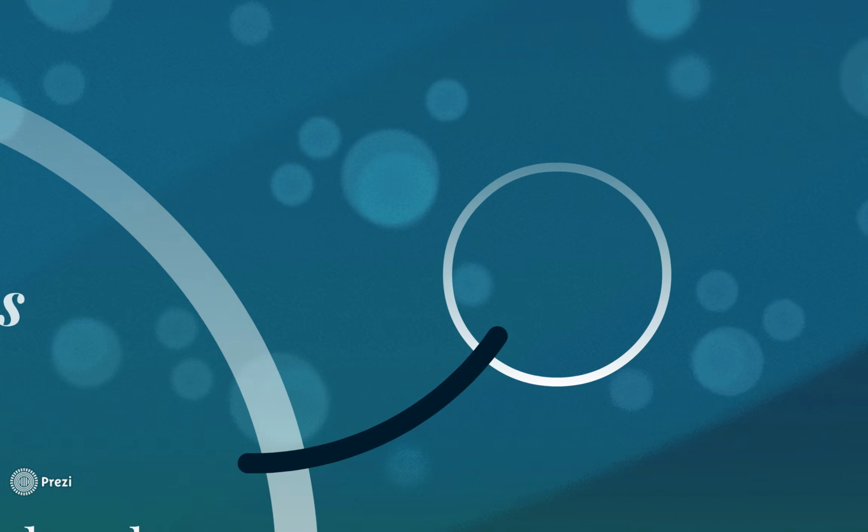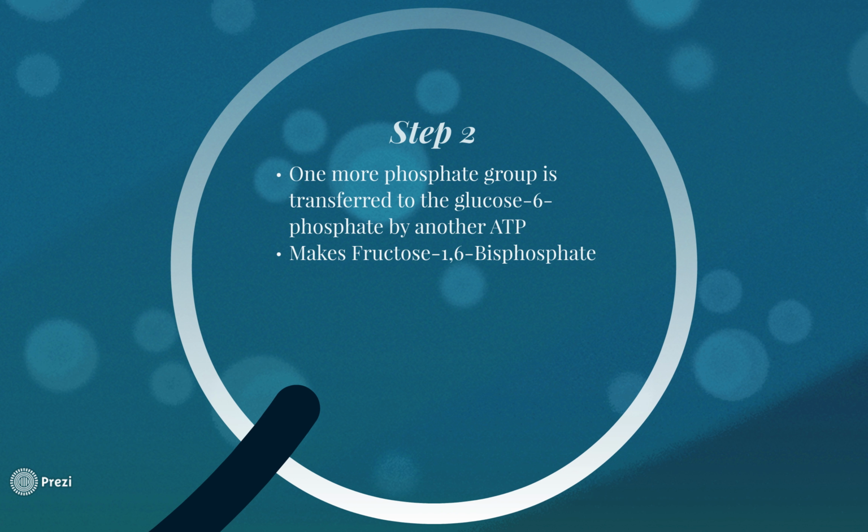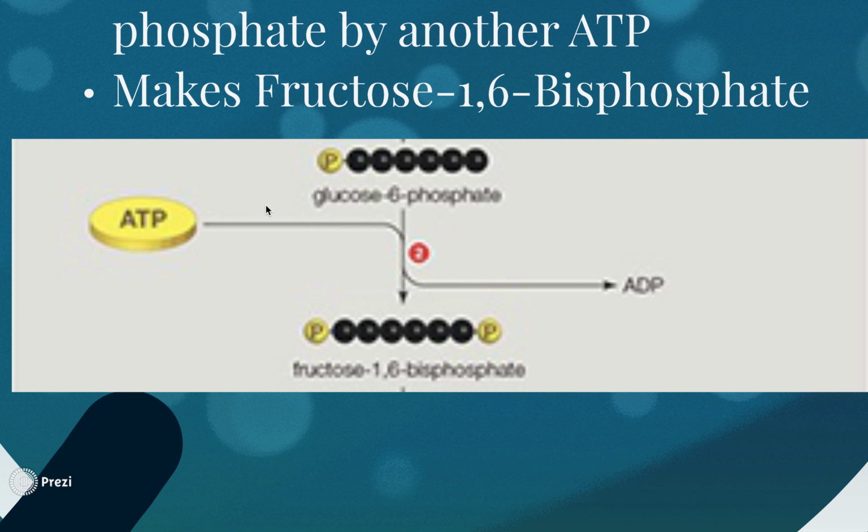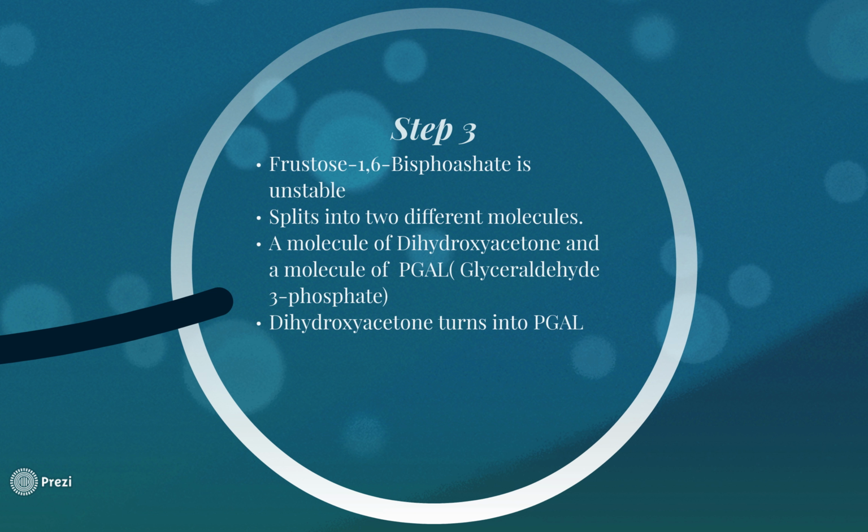You come to step 2 then, and in step 2, one more phosphate is transferred to the glucose 6-phosphate by another ATP molecule, and it makes fructose 1,6-bisphosphate. So like before, you have another phosphate coming onto your glucose 6-phosphate, making the fructose 1,6-bisphosphate, leaving you with the ADP. And then step 3, your fructose 1,6-bisphosphate is unstable, so it splits into 2 different molecules.